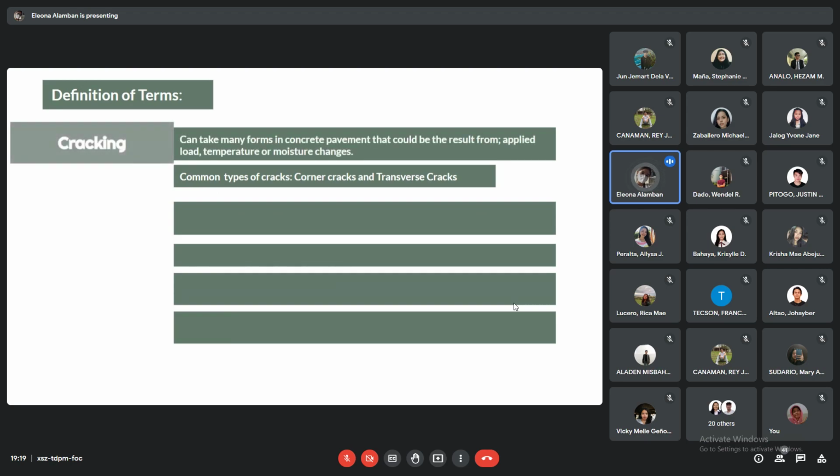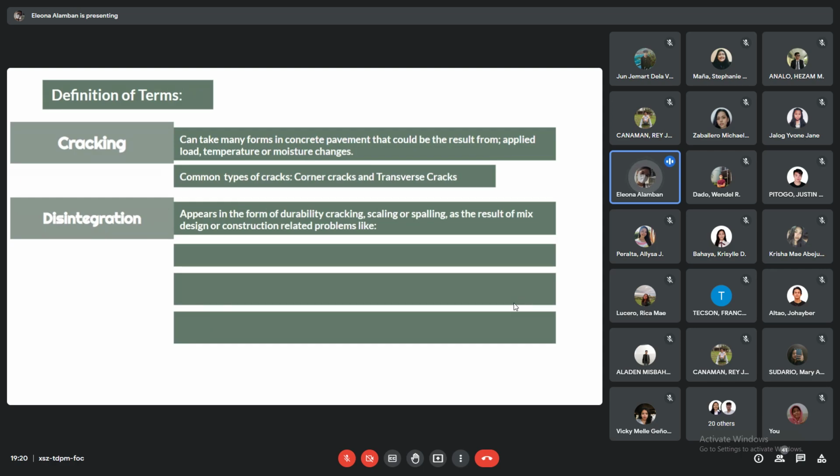Next, we have the cracking. Cracking can take many forms in concrete pavements that could result from applied load, temperature, or moisture changes. Now, there are common types of crack. We have the corner cracks and transverse cracks. The corner cracks, it is associated with excessive corner deflection, while the transverse cracks are associated with moisture or temperature stresses or poor construction method.